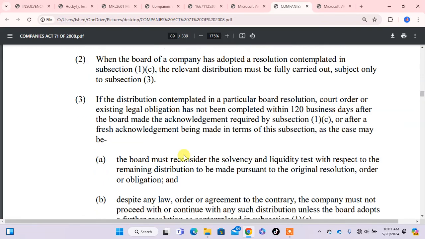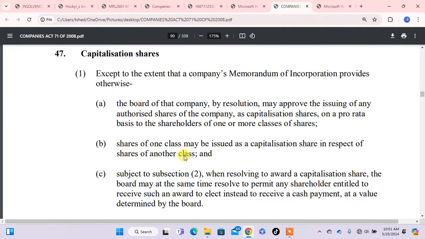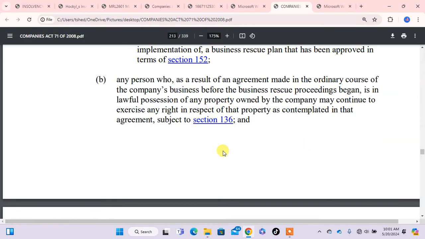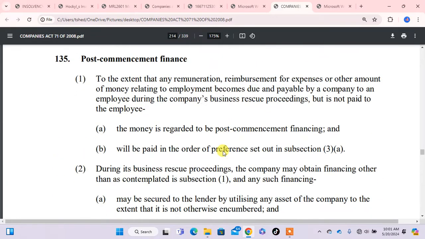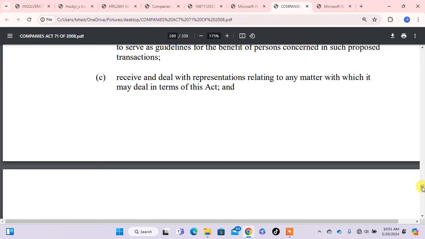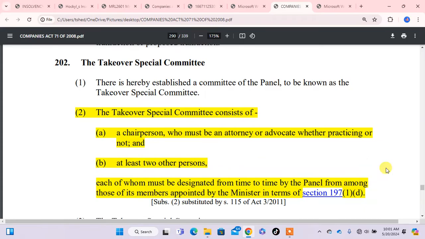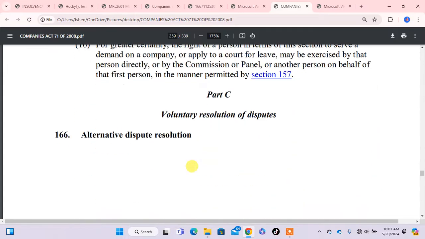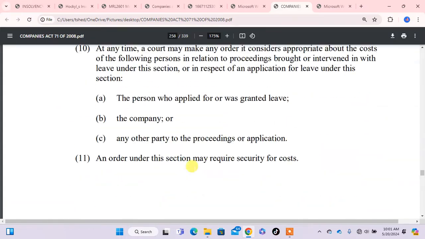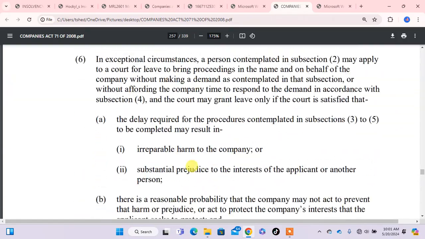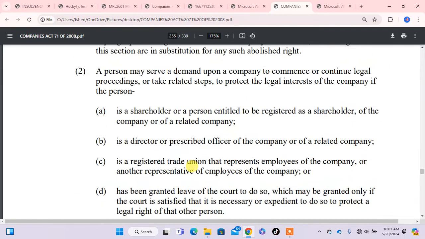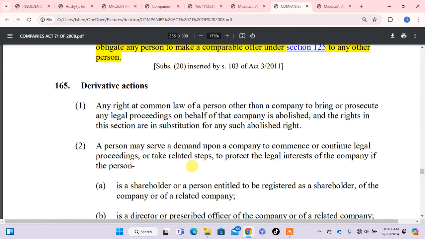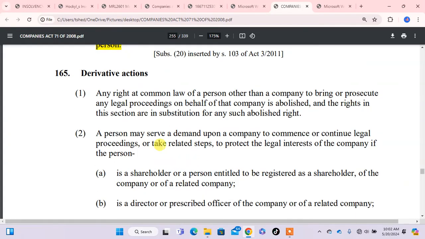You find things easier when you have the documents. When you have the full documents, you just find things easier. We have not even made it to 165. 166. It means that this is 165. It's big, 165. So here is section 165. It's called the derivative action in the Companies Act. You can see here the derivative action. They said that a person may serve a demand.